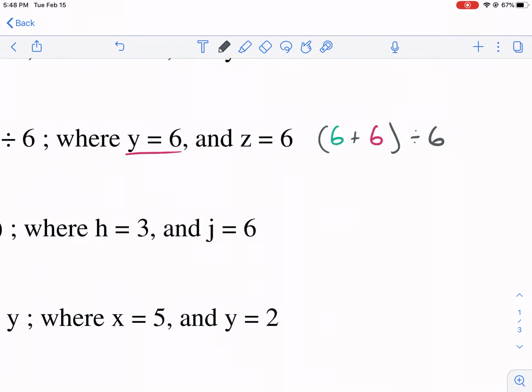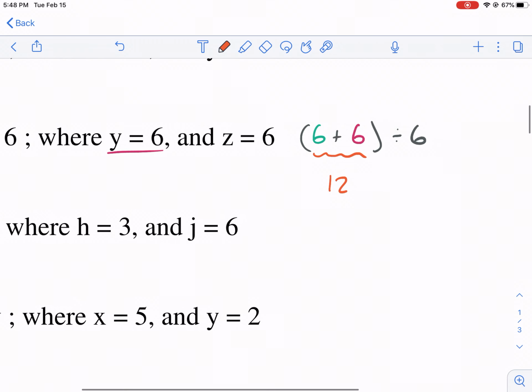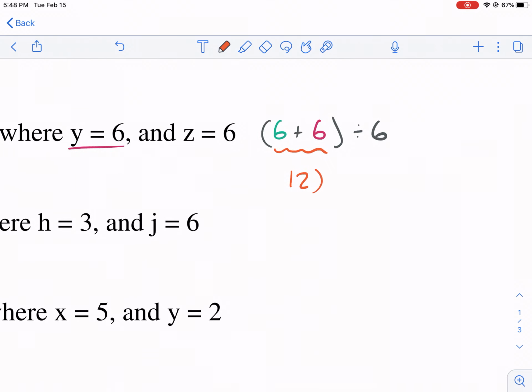So I know that 6 plus 6, we're going to do inside the parentheses first. When I solve this, I'll solve in orange. So I have 12. And then I still have to divide. I'm going to leave that in parentheses, but it doesn't matter. Because now I just divide.